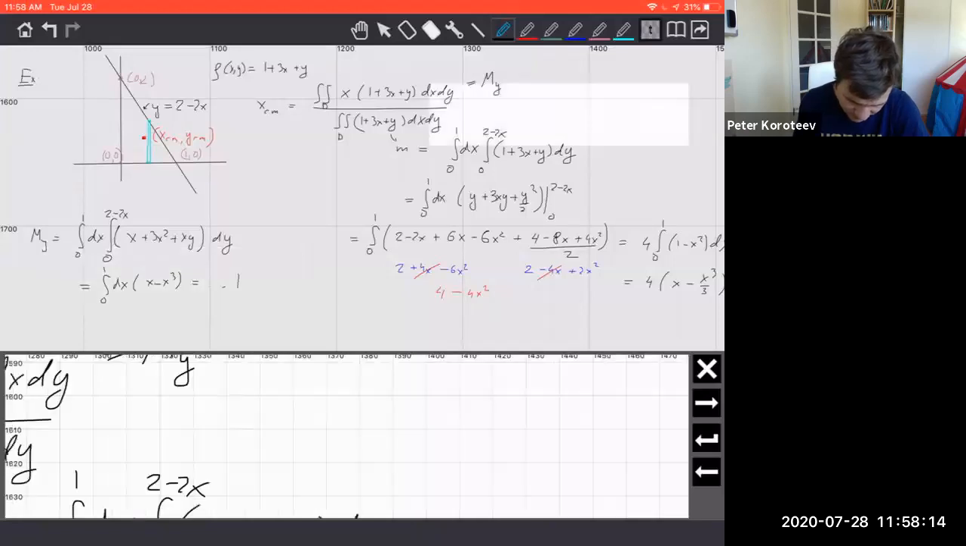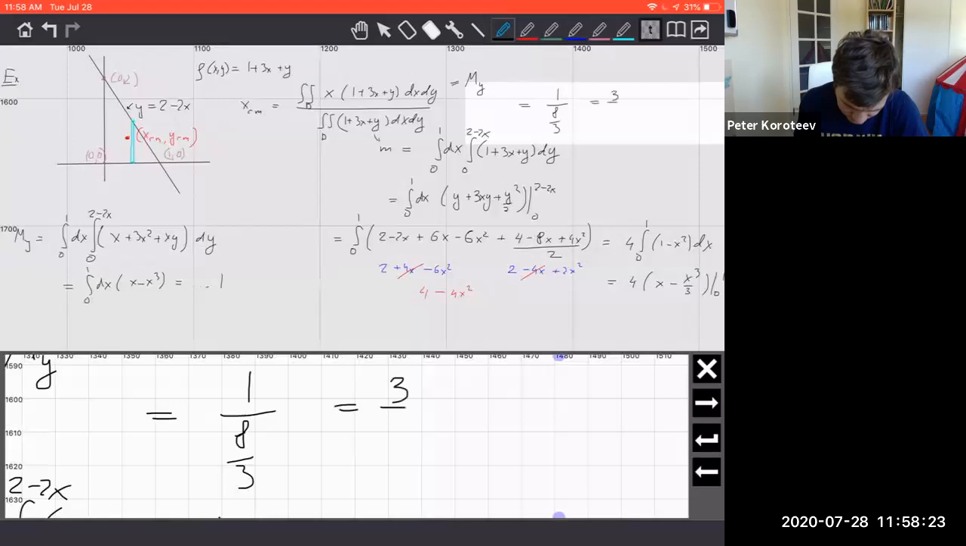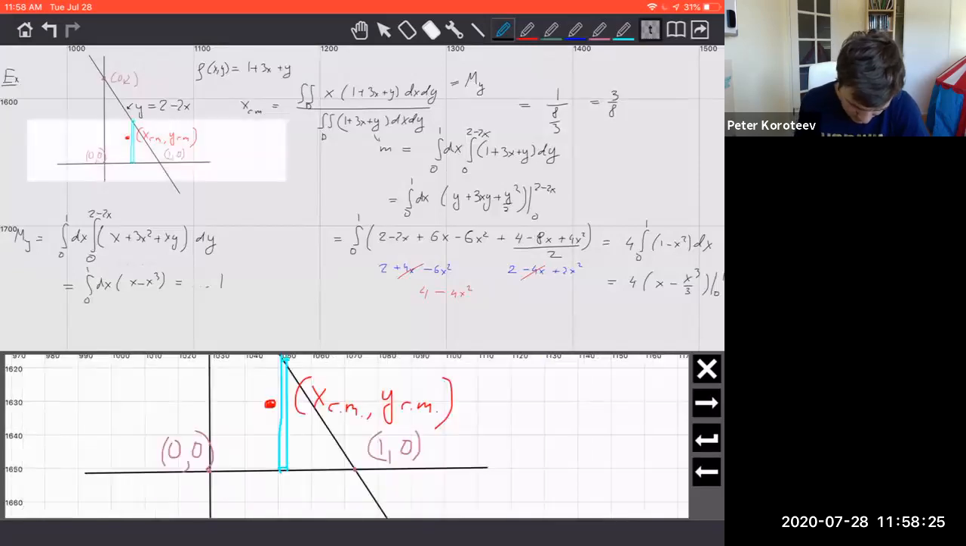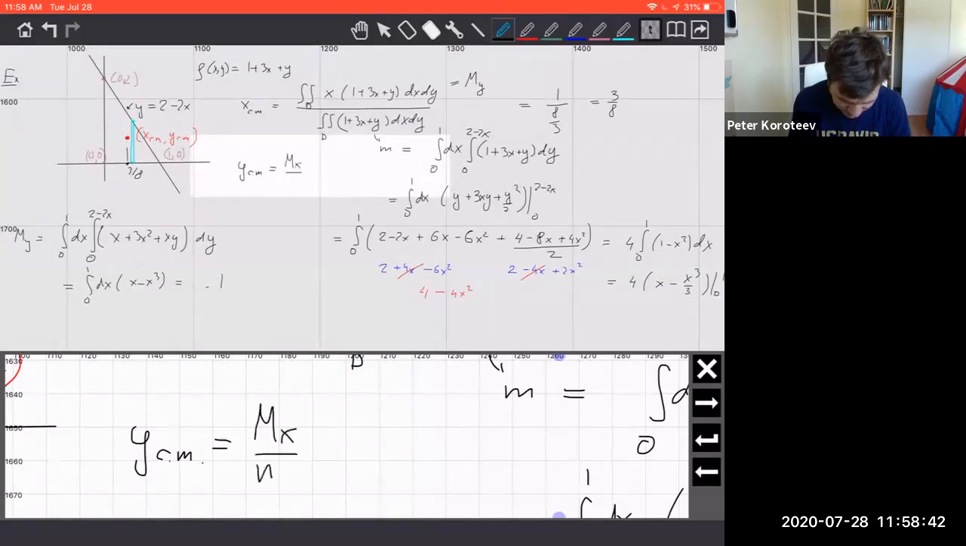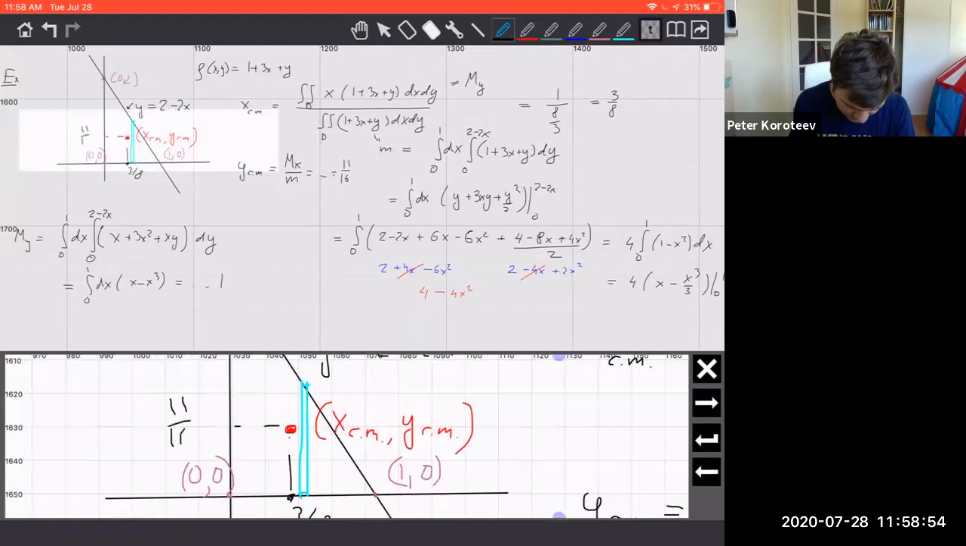So the x coordinate of the center of mass is equal to 1 divided by 8/3, which is equal to 3/8. So here at this point is 3/8. And similarly, you can find the y coordinate of the center of mass. It will be equal to mx divided by the mass. After the calculation is done, as more exercises at home, it will be equal to 11 over 16.